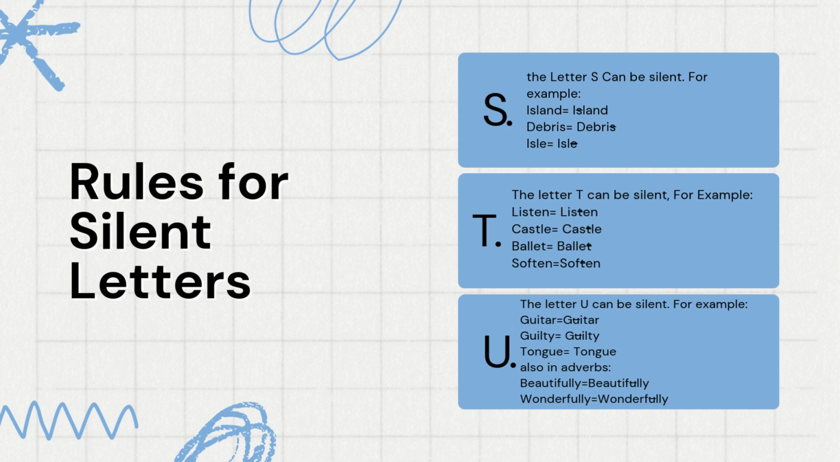And the letter U can be silent too. For example, guitar, guilty, tongue. And it can also be silent in adverbs. Beautifully, wonderfully.